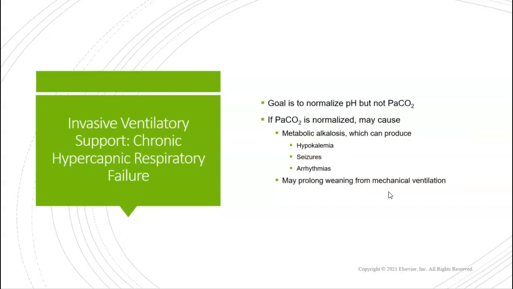And finally, final reminder, the goal is always to normalize your pH, not your CO2. Especially in these COPD patients or these chronic hypercapnic patients. I don't care what their CO2 is as long as that pH is within 7.35 and 7.45. Okay. If you try to normalize that CO2, that's going to cause that metabolic alkalosis, which could cause a patient to have seizures, arrhythmias due to hypokalemia. So you want to avoid that. Obviously, those are bad side effects. So we're not normalizing our CO2, we're normalizing our pH.